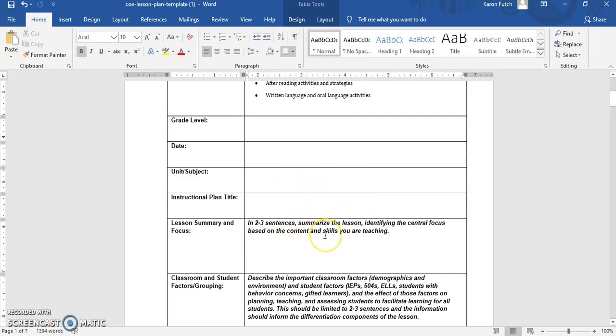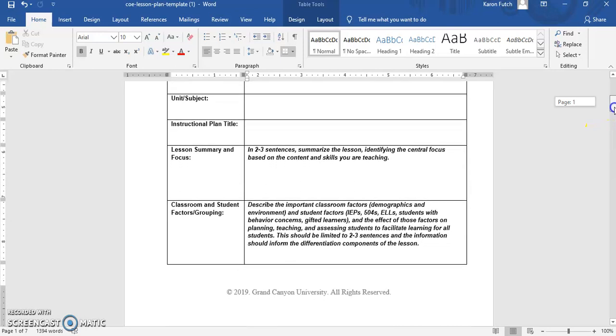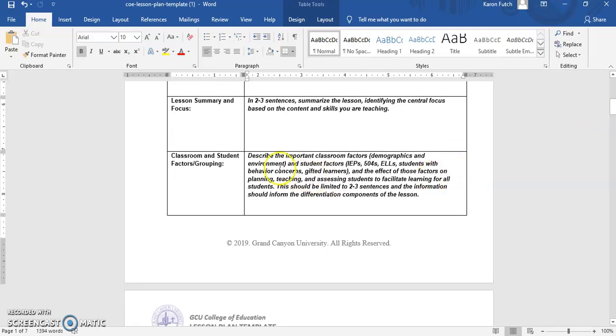Then a little summary of your lesson. This is 2 to 3 sentences, and just gives the basic idea of what your lesson plan is going to be about. Then this would be, again, just in 2 or 3 sentences, some of the factors, demographics, that you might have: Hispanics, or someone that English is their second language, if they have an IEP, if they're visually impaired, if they're gifted, anything that might affect your lesson plan.